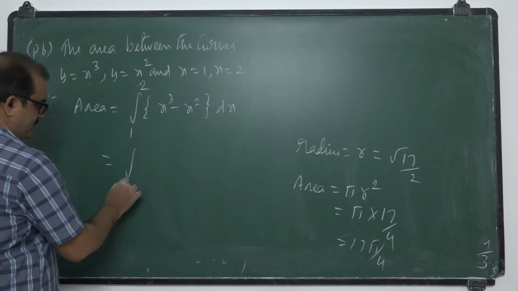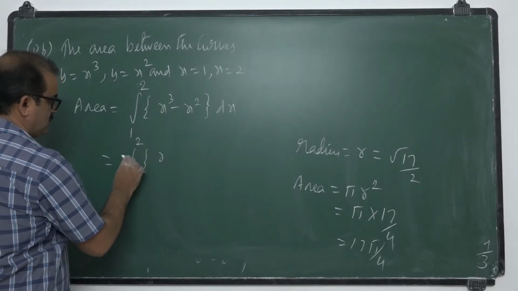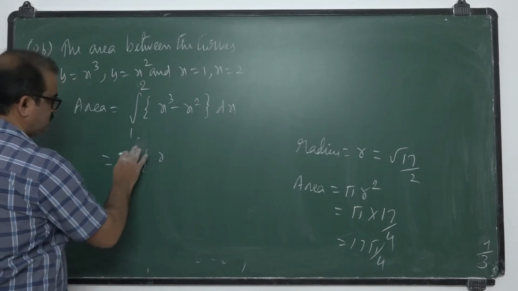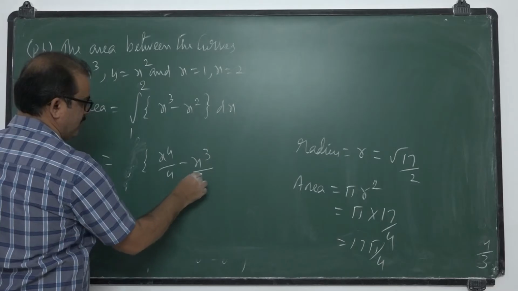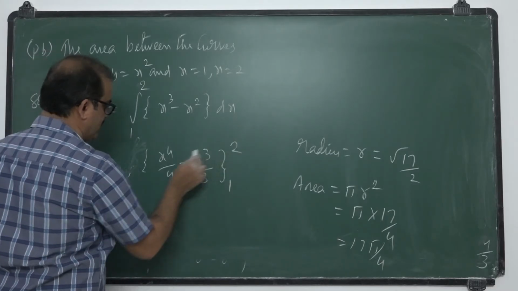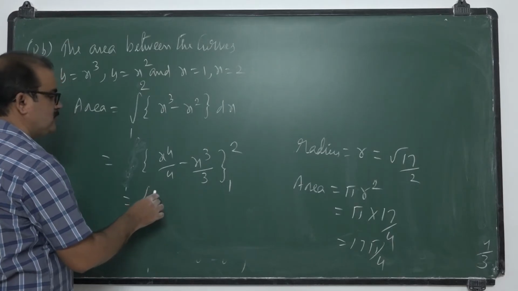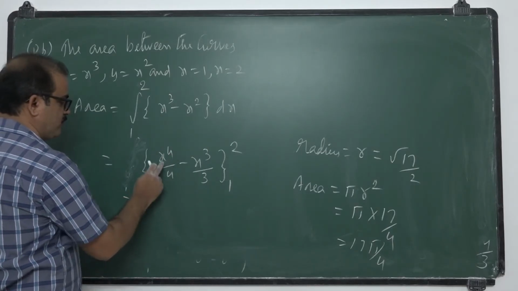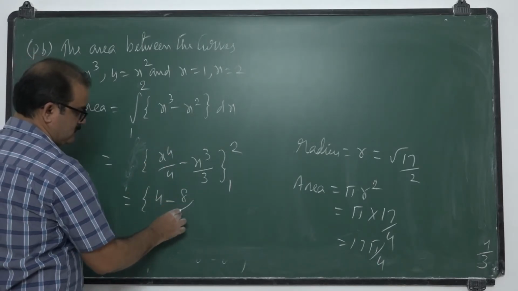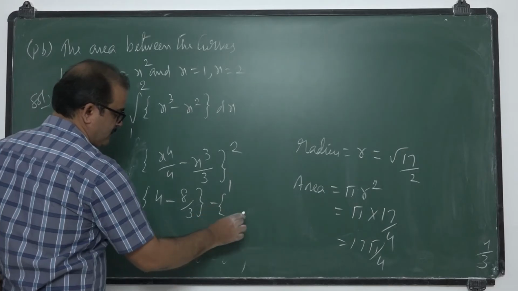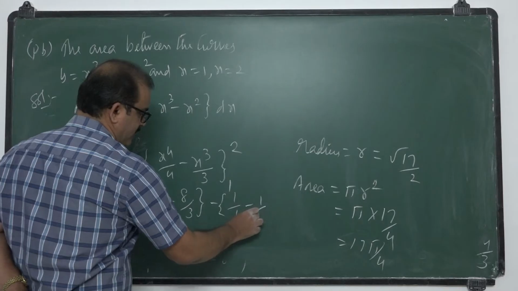Now integrate, integral 1 to 2 of x cube minus x square. Integrating, x power 4 by 4 minus x cube by 3 between the limits 1 to 2. Now apply the limits. Take the upper limit first, 2 power 4, 16 by 4, 4 minus 8 by 3. Take the lower limit 1, 1 by 4 minus 1 by 3.